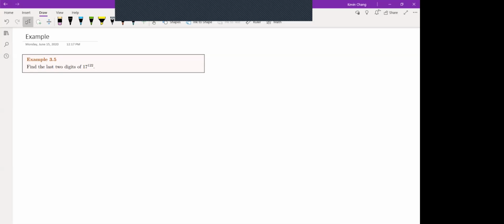Okay, in case some of you haven't understood how to approach this yet, the method we're going to use is to try to find this mod 100, because when we divide by 100, the remainder left is just going to be the last two digits of any number. So we're looking for 17 to the 122 mod 100.